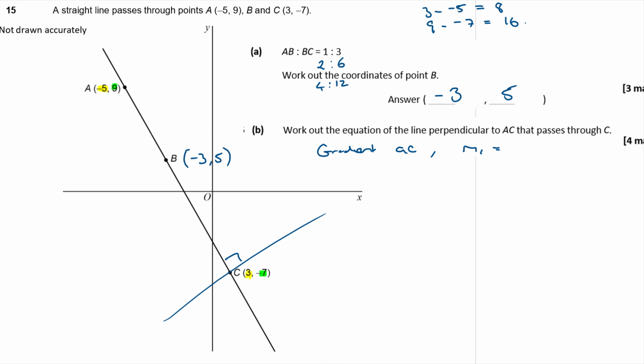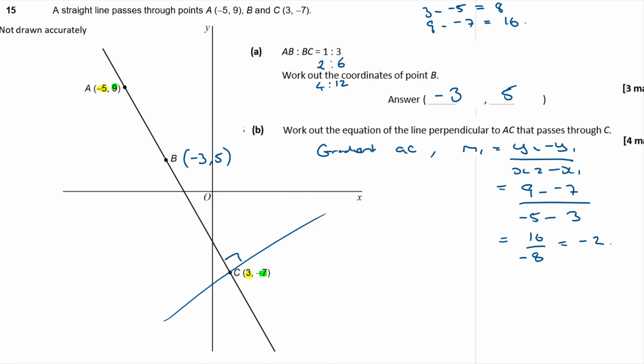So I'm going to use the formula y2 minus y1, the change in y, divided by x2 minus x1, the change in x. So taking my two y coordinates, I'm going to get 9, take away -7 on the top, and then on the bottom I'm going to get -5, take away 3. So that is equal to 9 take away -7 is 16. -5 take away 3 is -8. So that comes out to be -2 altogether. So the gradient of my original line AC is -2.